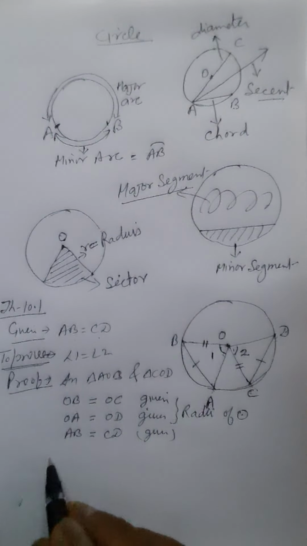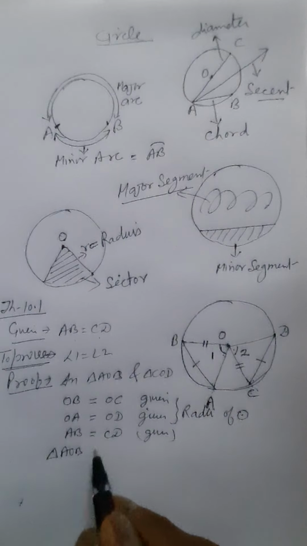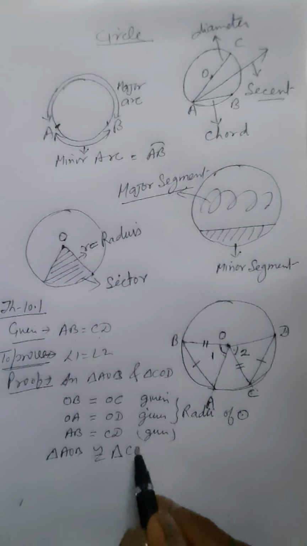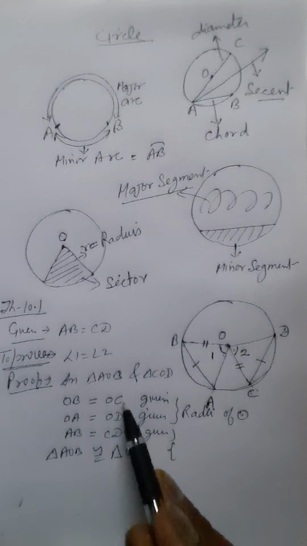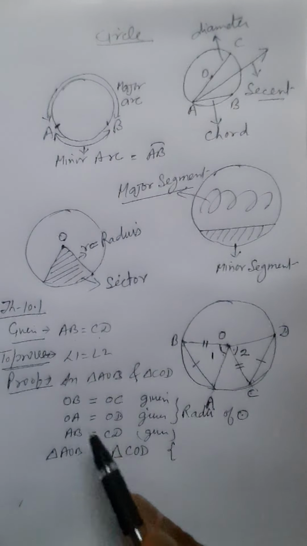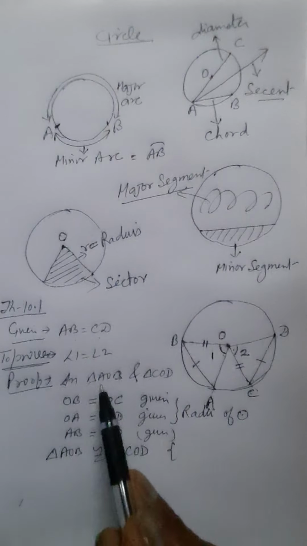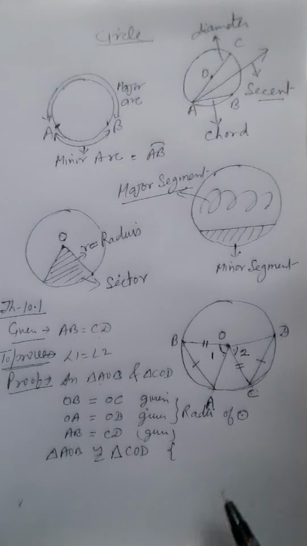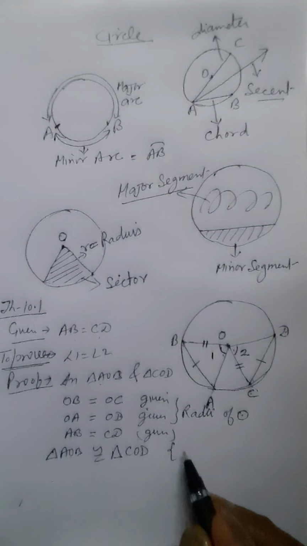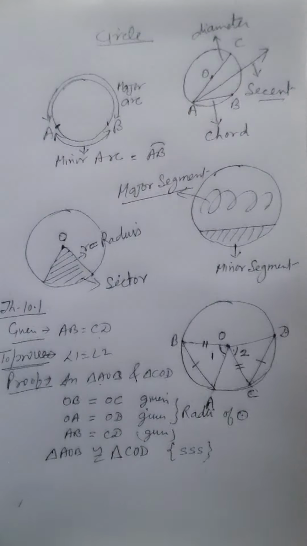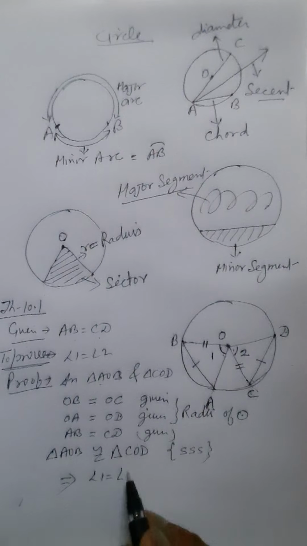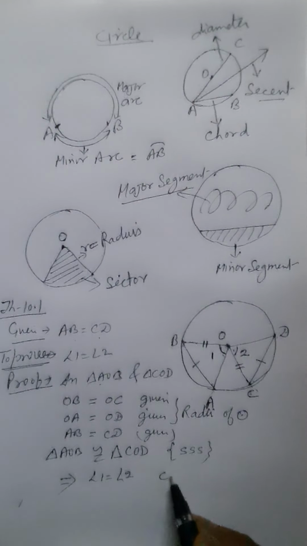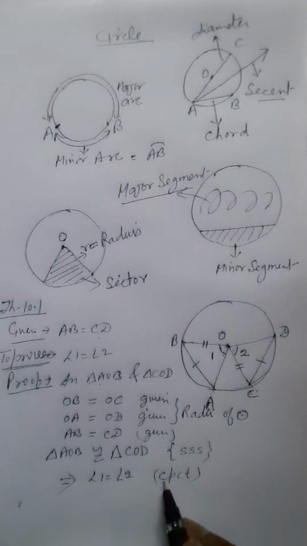So now these two triangles, triangle AOB is congruent to triangle COD, by which rule? Side, side, side. In triangle AOB these three sides, in triangle COD these three sides are correspondingly equal. So this congruency is by SSS. This implies angle 1 is equal to angle 2 by CPCT, corresponding parts of congruent triangles.